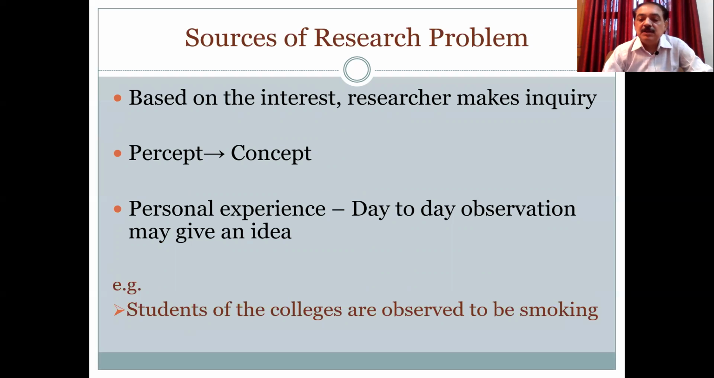Sources of research problem, how to search for a research problem, from where to get. So sources of research problem: based on the interest, the researcher makes inquiry. So the first thing is curiosity in the researcher's mind. Then whatever he observes, whatever he gets from the practical experience, whatever he gets from the literature, based on his interest and search, percept to the concept. Whatever he perceives, he makes some concept, and based on his concept, we can go for hypothesis and hypothesis testing.